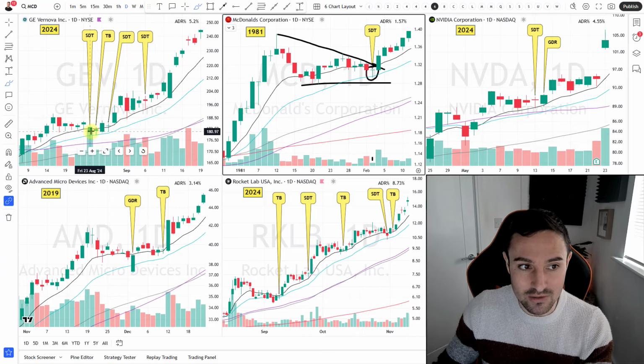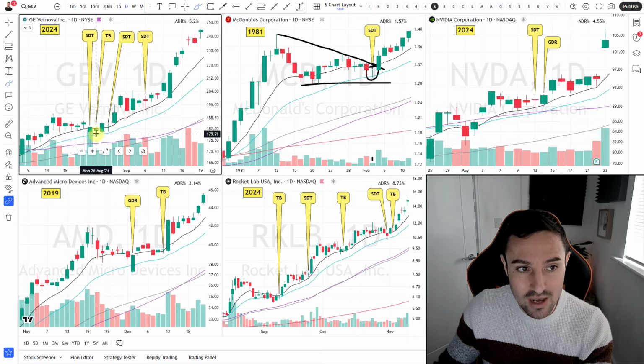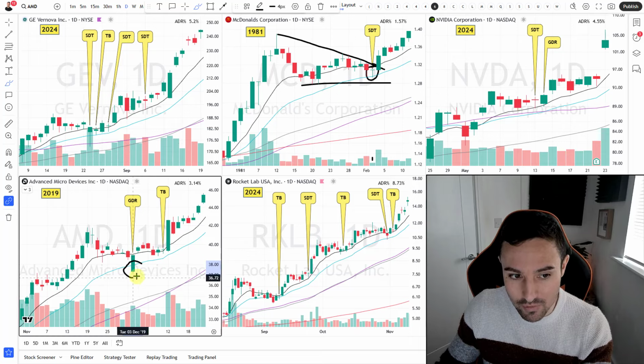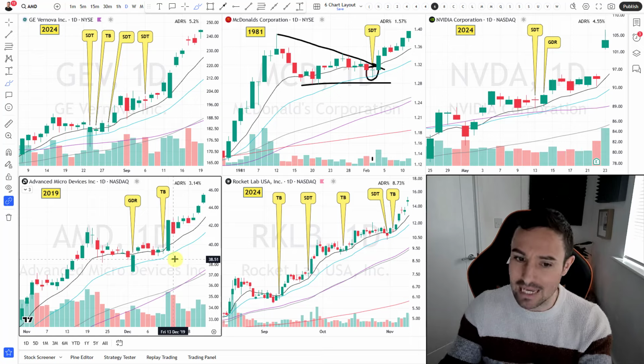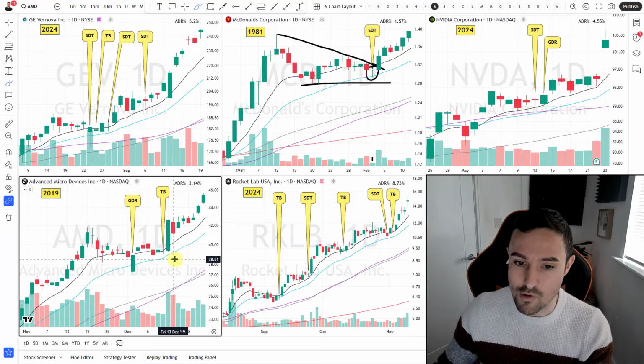Okay, GEV 2024, leading stock, finding supportive action underneath the 21-day EMA. Shakes out, reclaimed it like this. AMD, gap down reverse bar underneath the 21-day EMA. That's interesting. Could be quite a good reference point to be using.